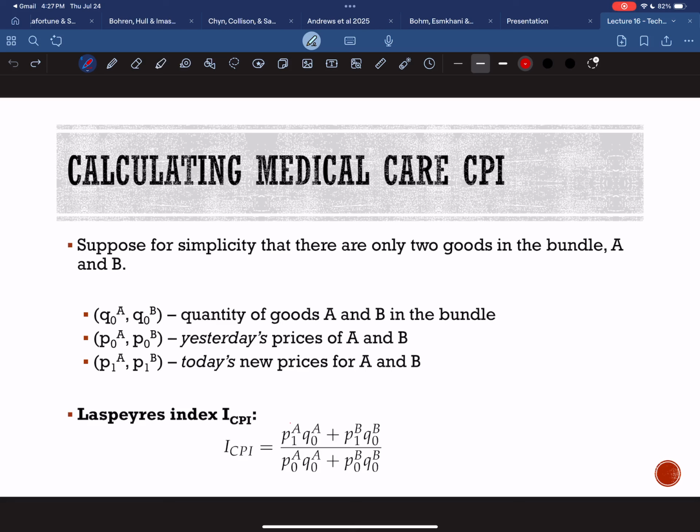But we take the price today of good A times the quantity from yesterday of good A, plus the price today of good B times the quantity from yesterday of good B, divided by the price from yesterday of good A times the quantity from yesterday of good A, plus the price from yesterday of good B times the quantity from yesterday of good B.